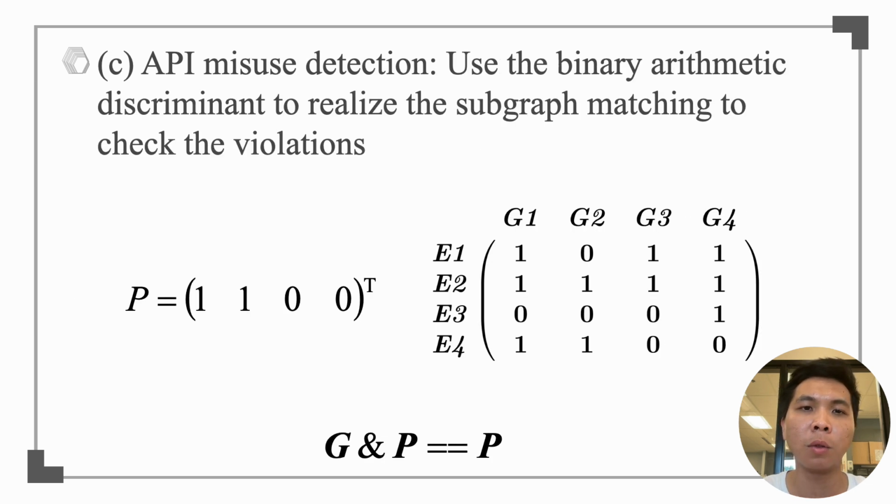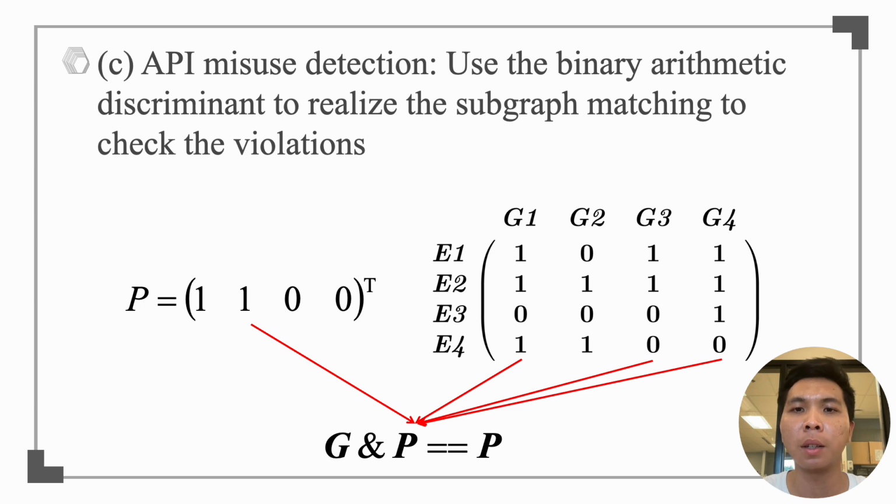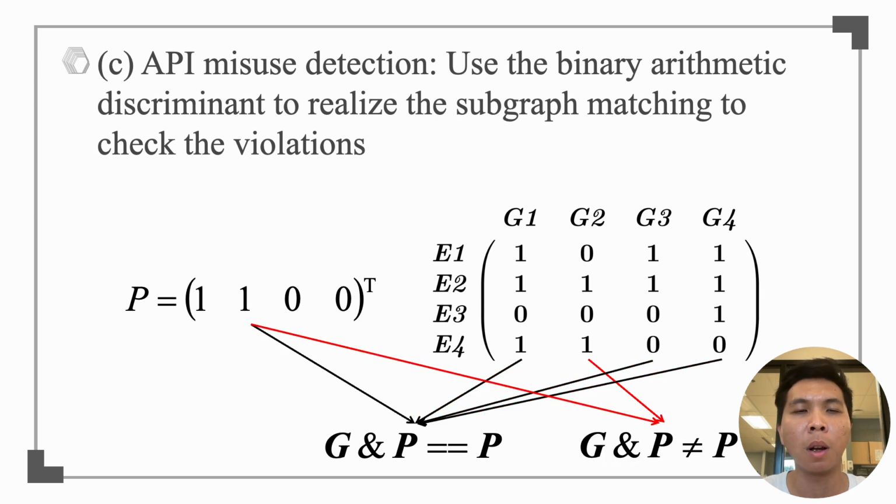The last step is to detect API misuses. Benefiting from the index matrix, API Miner can use the binary arithmetic discriminant G and P equals P to realize the subgraph matching and check the violations efficiently. G means the API path and P means the API path pattern. We can find that G1, G3, and G4 can satisfy the discriminant. However, G2 does not. So we report the G2 as a potential bug.